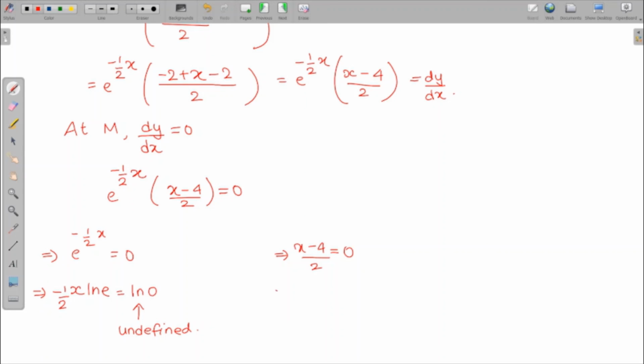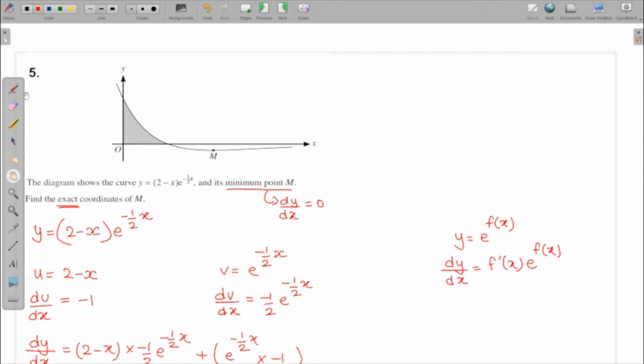So here we can now find the value of x. If we multiply 2 and 0, that will give us 0. And when we take 4 to the other side, we will get 4. So this is the x coordinate of M, because M is on this side, so x will have a positive value. Next we have to find the corresponding y coordinate of M, because they have said find the exact coordinates of M. So we have to find both the x coordinate and y coordinate.